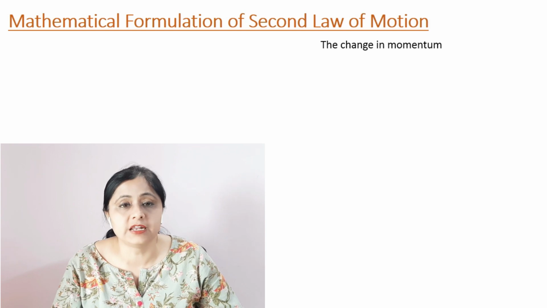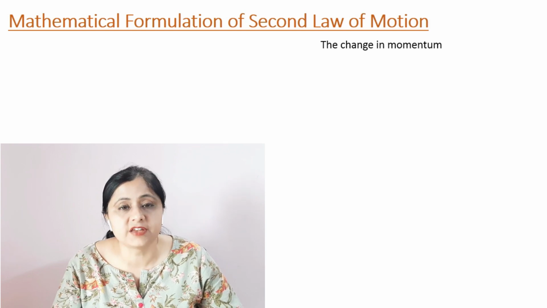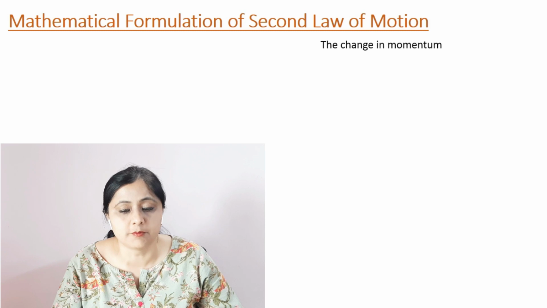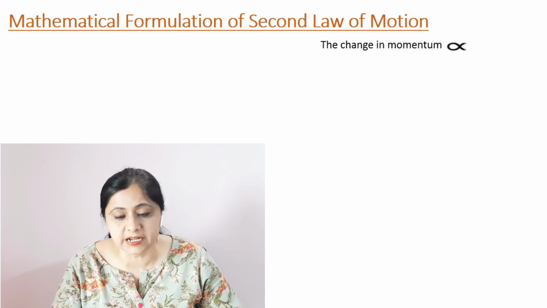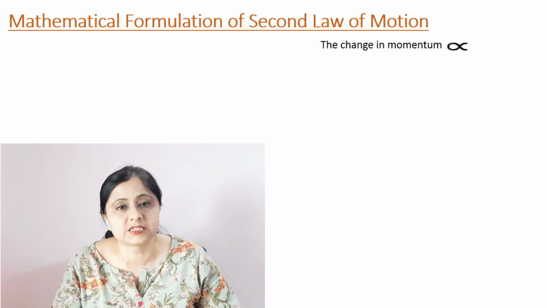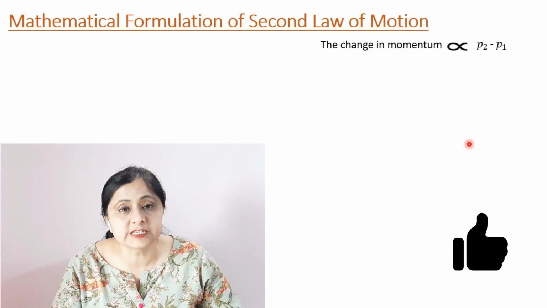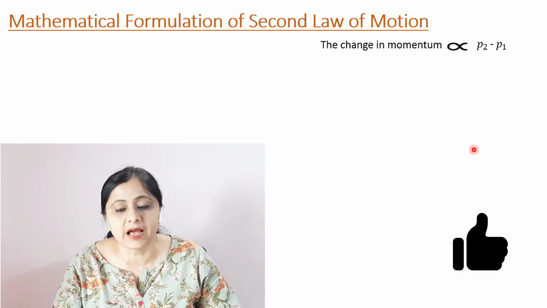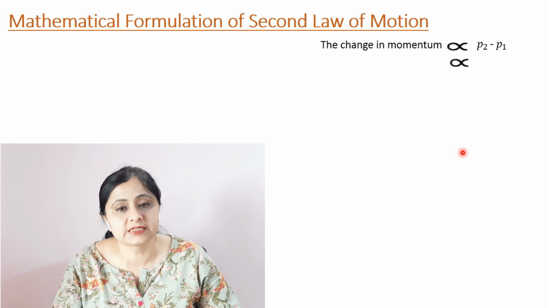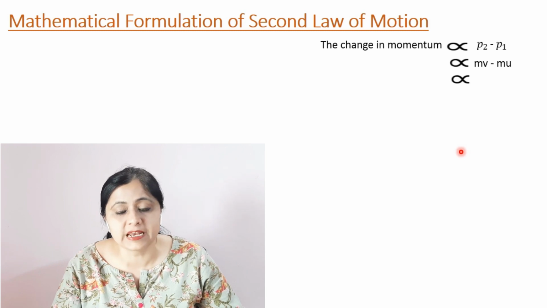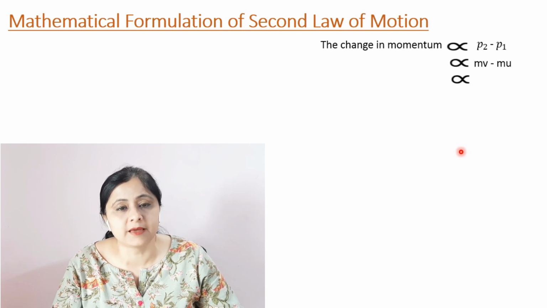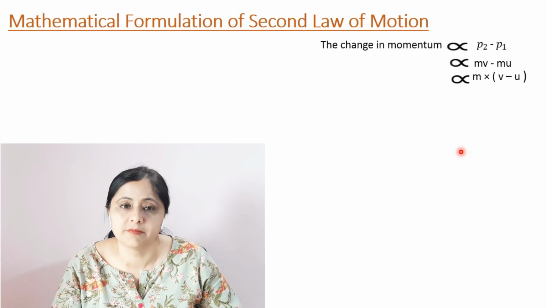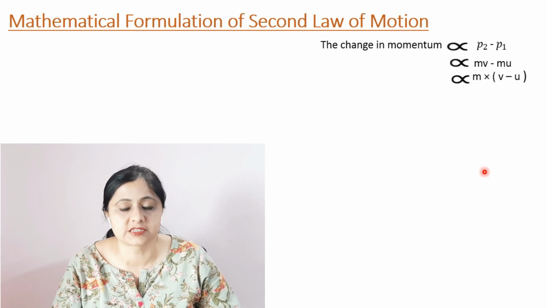In the first step, we are deriving the formula of change in momentum. So what is change in momentum? This is P2 minus P1, very easy. What is P2? That is mv. And P1 is mu. So the change is mv minus mu. When we have mv minus mu, what can we take common? m. So what is coming here? m(v minus u). So this was the first step.